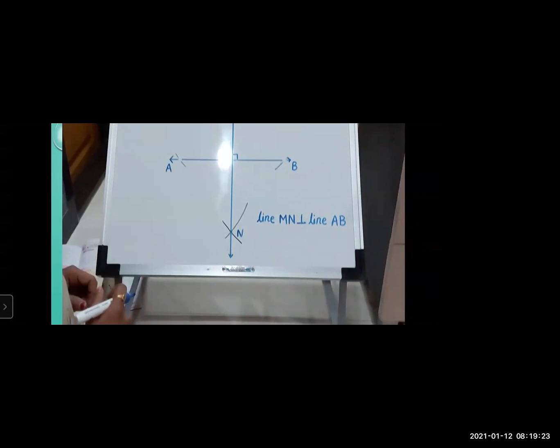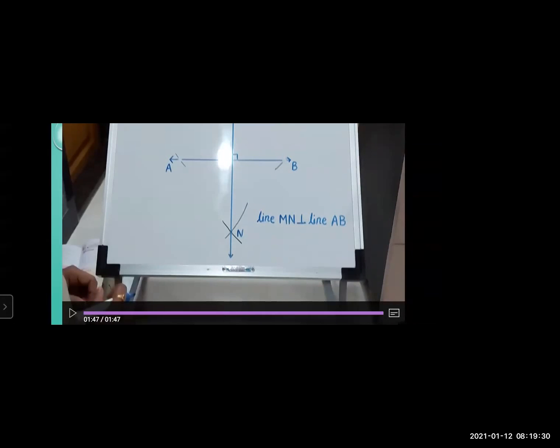So this is a method of using the compass to draw a perpendicular line when the point is given outside the line.